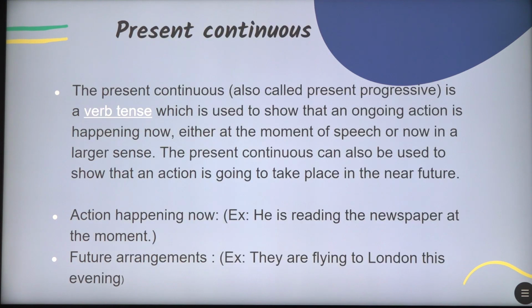them with present continuous. Present continuous is also called the present progressive, a verb tense which is used to show that an ongoing action is happening now, either at the moment of speech or now in a larger sense. The present continuous can also be used to show that an action is going to take place in the near future. We've got an action happening now, as for example here: he is reading the newspaper at the moment. And future arrangements, for example, they are flying to London this evening.